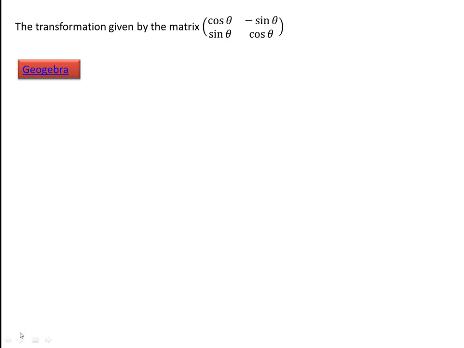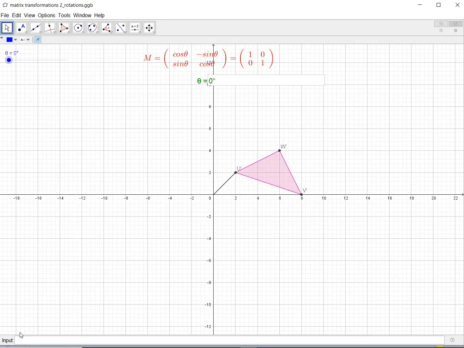Okay, then. We're going to have a look at the transformation given by the matrix cos theta, minus sine theta, sine theta, cos theta. Now when theta equals 0, we've just got the matrix 1, 0, 0, 1. That's the identity matrix. So when we multiply the coordinates of u, v and w by 1, 0, 0, 1, we're simply going to get the same coordinates coming out again. So the image triangle is identically the same as the object triangle.